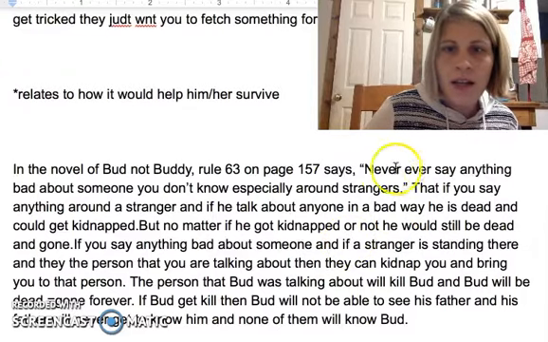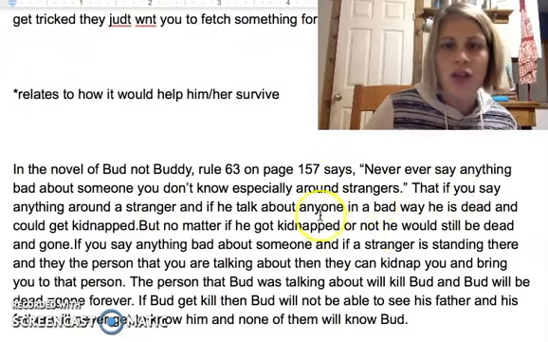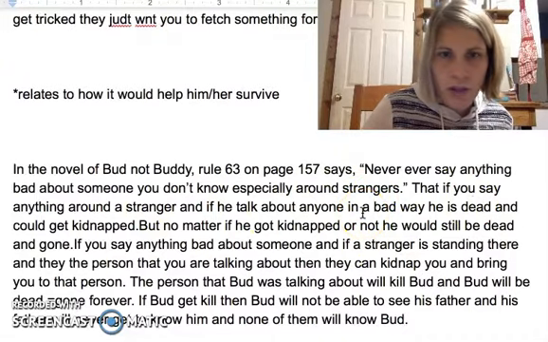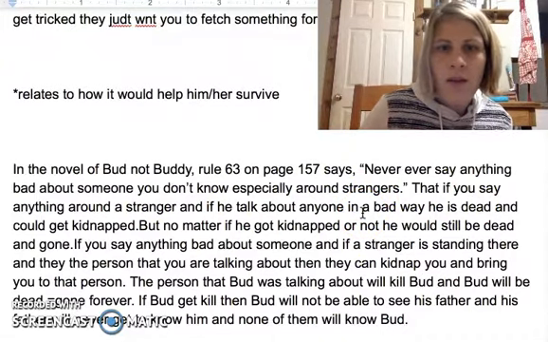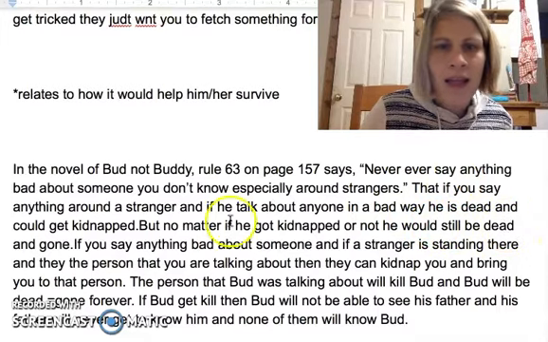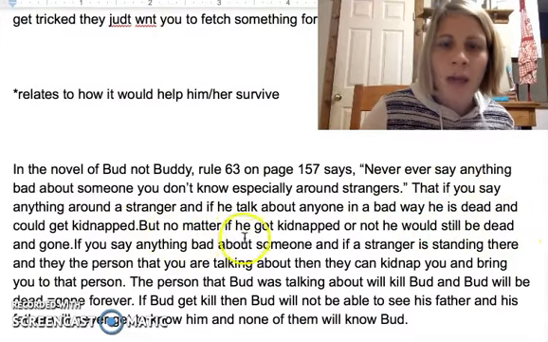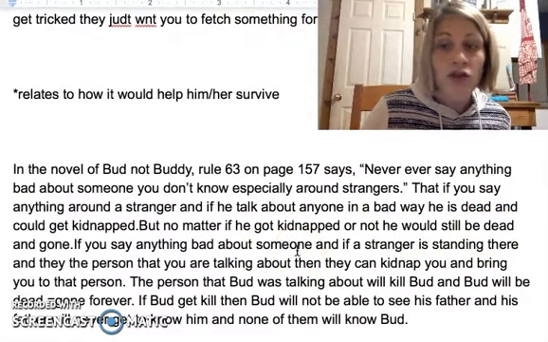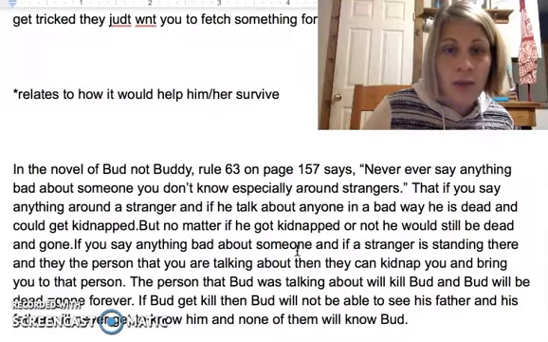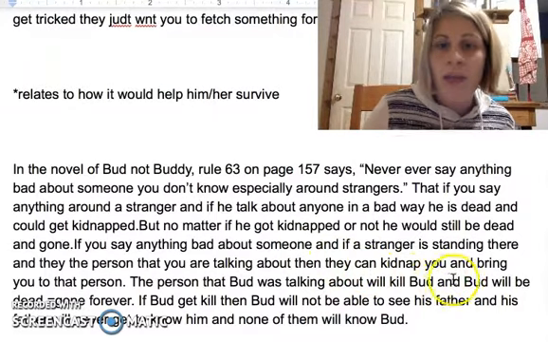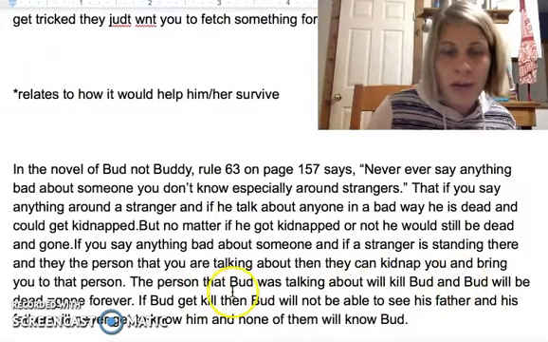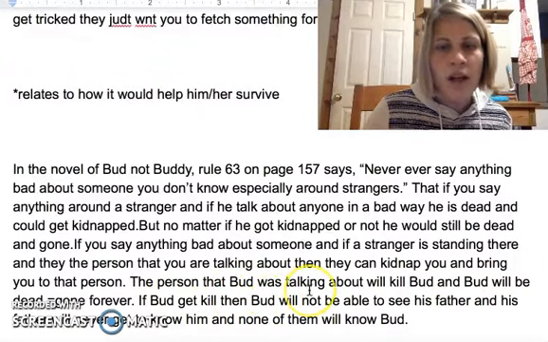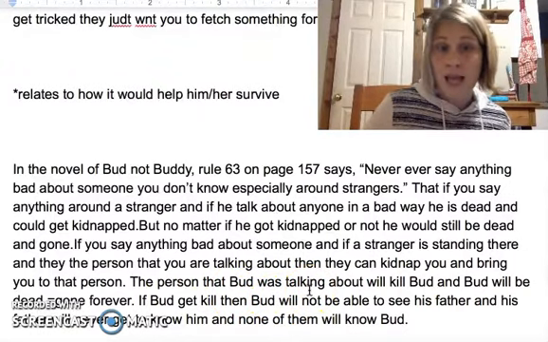So they started, here's the quote, "especially around strangers," and then here they start to talk about that in their own language. If he could talk about anyone in a bad way, he is dead and could get kidnapped. But no matter if he got kidnapped or not, he would still be dead and gone. If you say anything bad about someone, and if a stranger is standing there and they are the person that you are talking about, then they can kidnap you and bring you to that person. The person that Bud was talking about will kill Bud, and Bud will be dead equals gone forever.